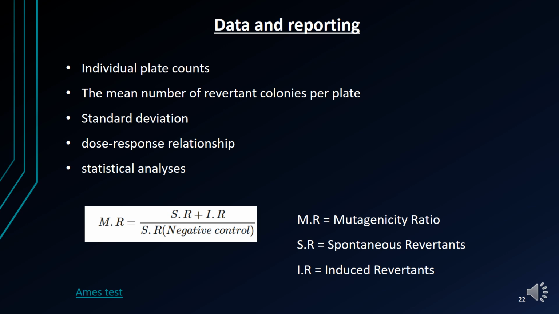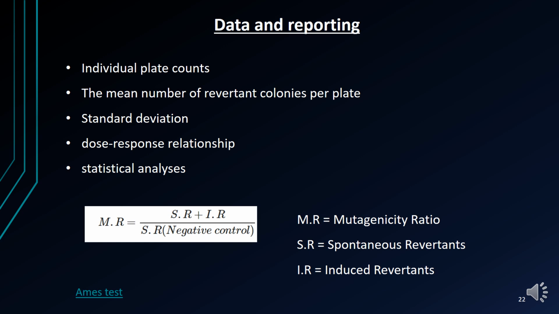So here at the end, there is a need to report the individual plate count observed in the test, then the mean number of revertant colonies per plate, then standard deviation, dose response relationship, and statistical analysis. So all that data generated should be reported.